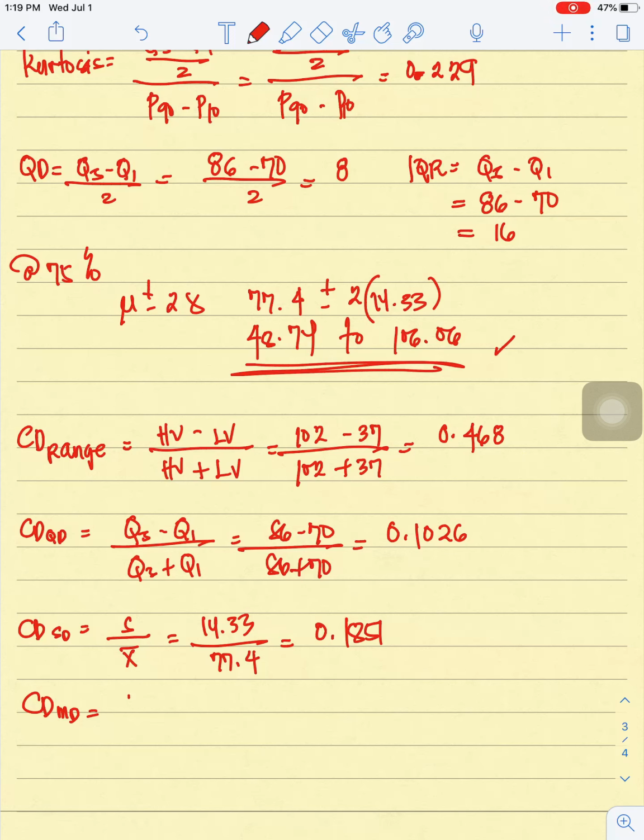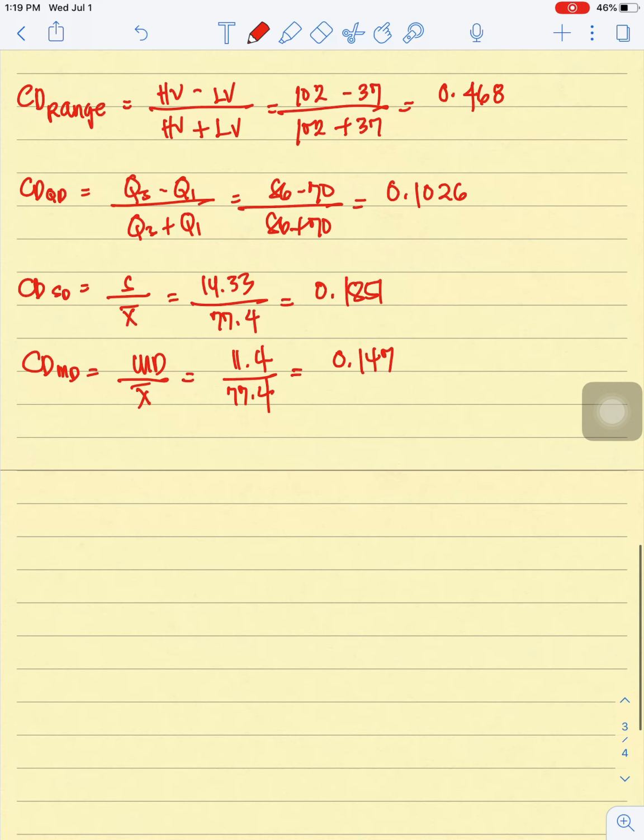Okay, next we have the CD of the mean deviation. For the mean deviation, we have 11.4 divided by the mean. Let me write the formula. We have the mean deviation divided by X bar, and this is equal to 11.4 divided by 77.4, and it gives us 0.147.